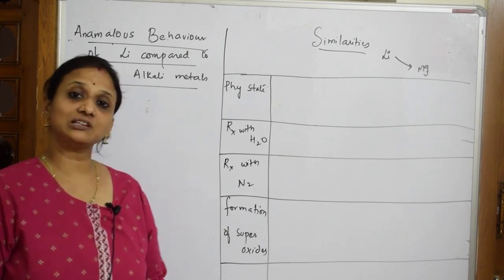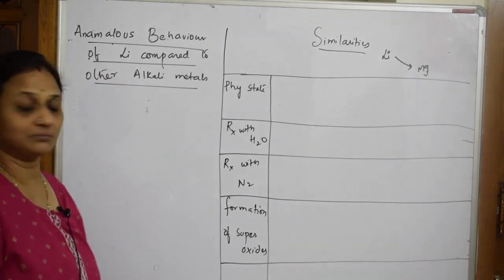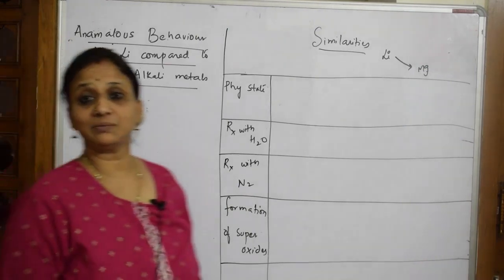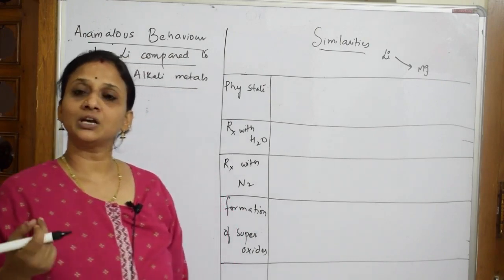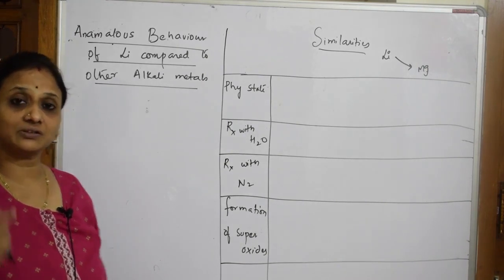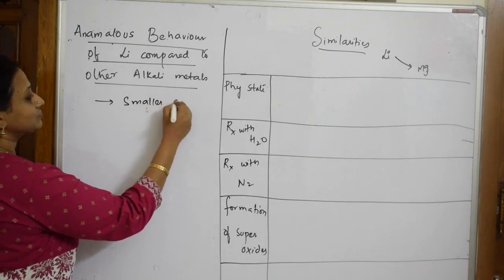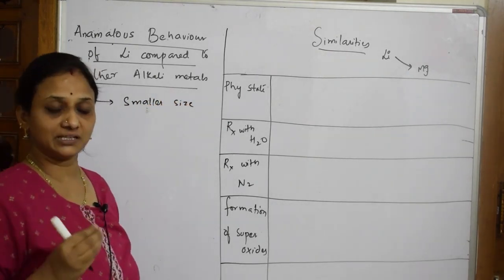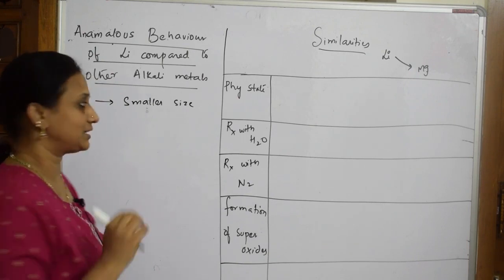So when I have to speak about lithium, the first important concept which you should study in terms of lithium is the anomalous behavior of lithium compared to other alkali metals. The other alkali metals after lithium are sodium, potassium, rubidium, cesium, right? Why is it different from others? The first important concept is its smaller size. Whenever you speak about smaller size, you need to immediately relate that smaller size to polarizing power. Remember that.